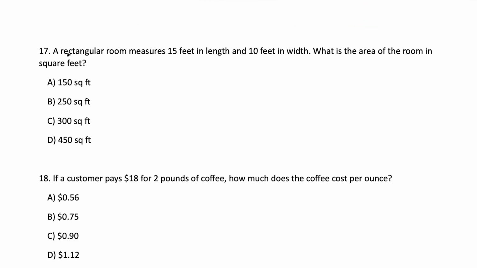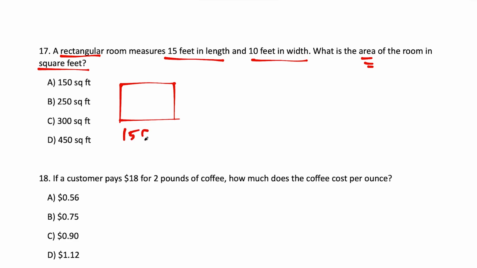Question 17, we have a rectangular room measures 15 feet in length and 10 feet in width. What is the area of the room in square feet? So for this question, just imagine we have this room over here, and this room is in the shape of a rectangle. The length of the room is 15 feet, and the width of the room is 10 feet. So to find the area of a rectangle, we just do length times width.